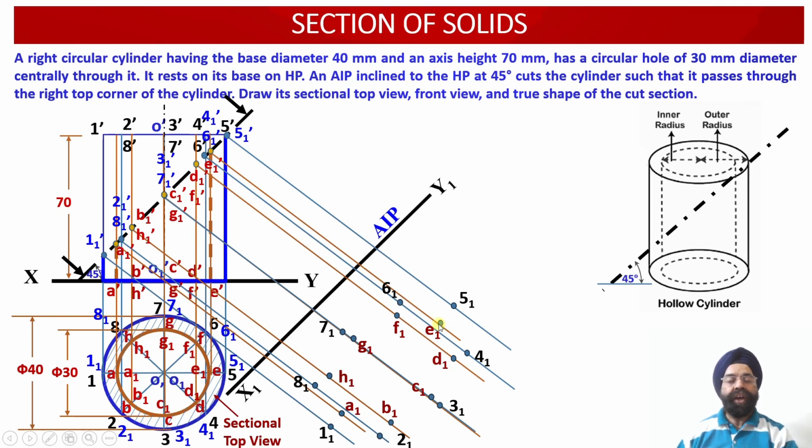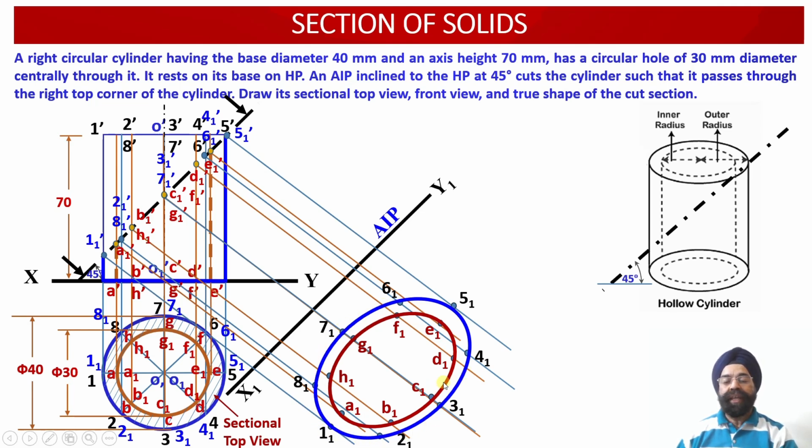So this way, all the 8 points corresponding to the inner circular cylinder portion have been evaluated. So once we have plotted these 16 points of intersection of the cutting plane with the outer cylinder and the inner cylinder, these points of intersection, once we join them, they will be appearing as elliptical cross sections into the true shape projection over here.